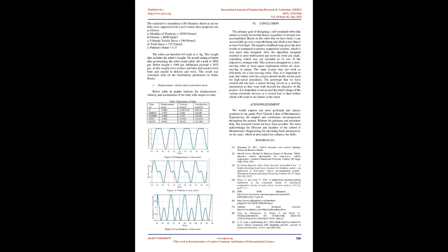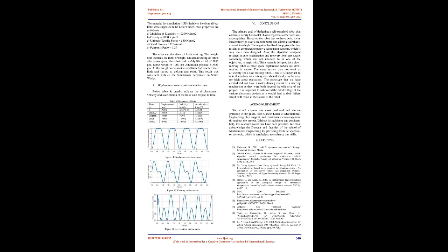A. Modulus of elasticity equals 19,299 N/mm2. B. Density equals 8,000 kg/m3. C. Ultimate tensile stress equals 580 N/mm2. D. Yield stress equals 172 N/mm2. E. Poisson's ratio equals 0.27. The robot can therefore lift loads up to 6 kg. This weight also includes the robot's weight.